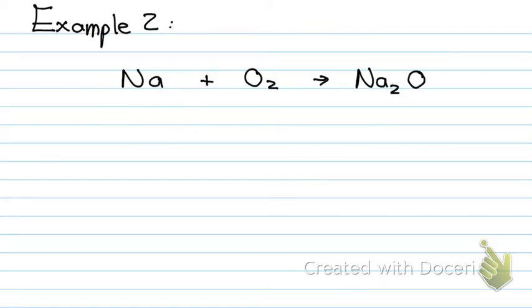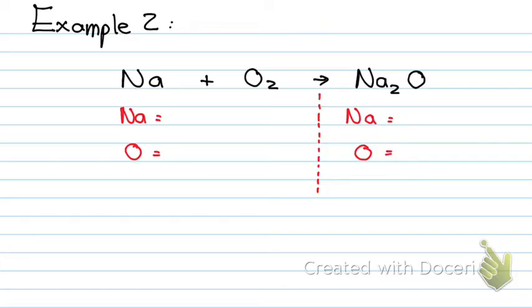Example number 2. Now we have sodium reacting with oxygen to give us sodium oxide. So I'm going to start by drawing a little line again. This isn't a must. You don't have to do this. You're not getting marks for it. But it helps to keep the 2 sides separate. And remember, we always write the 2 elements that we are comparing in the same line. So sodium on the left in the same line as the sodium on the right. Oxygen on the left in the same line as oxygen on the right.